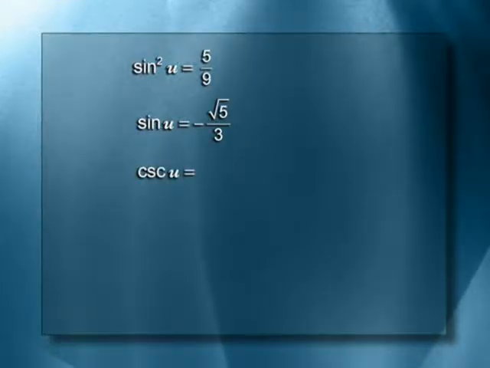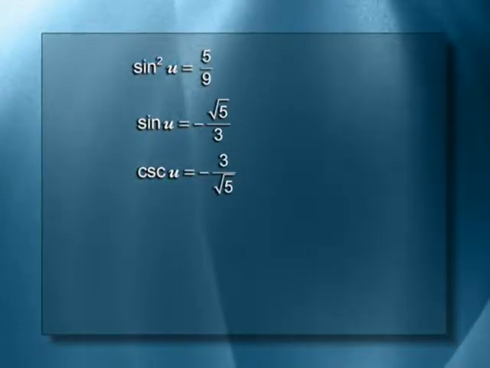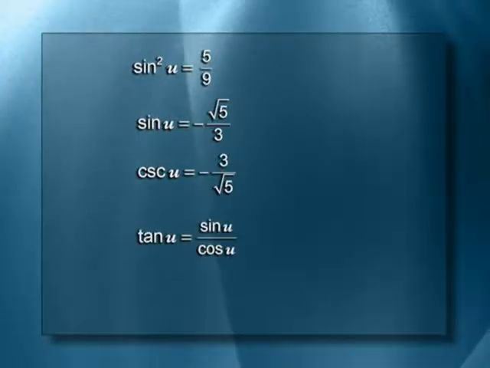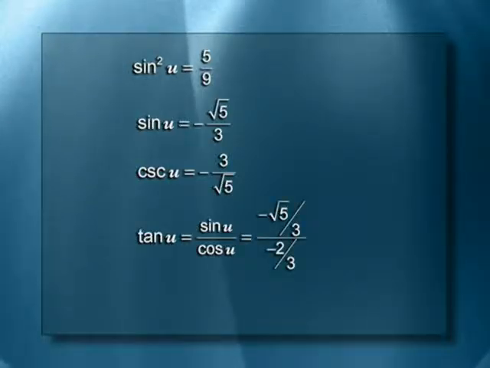What about cosecant? Piece of cake. It's the reciprocal of sine. So it's -3 over square root of 5. Who's left here? Well, now it gets pretty easy. Tangent. Tangent is sine over cosine. And I know them both. Minus square root of 5 over 3, all divided by -2/3. Cancel the 3's, cancel the minus signs, square root of 5 over 2.